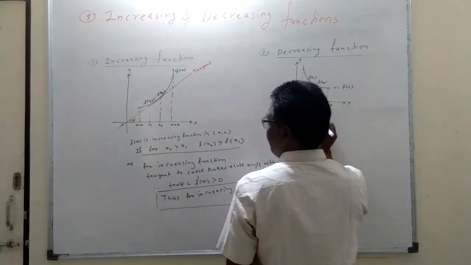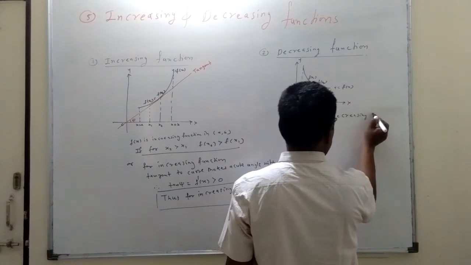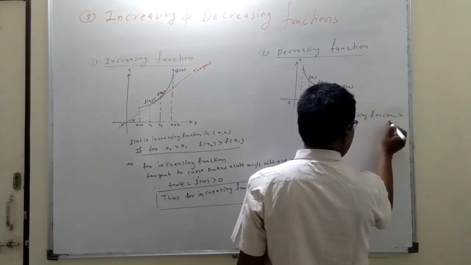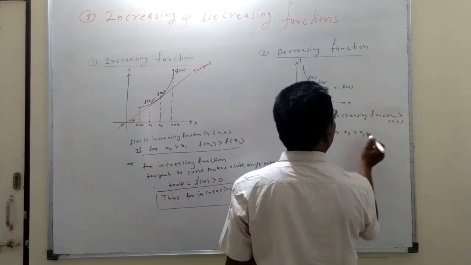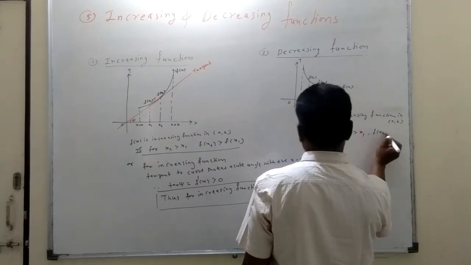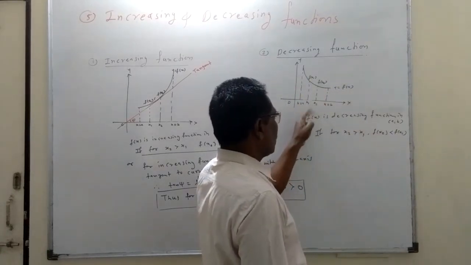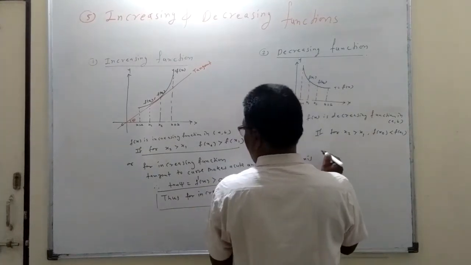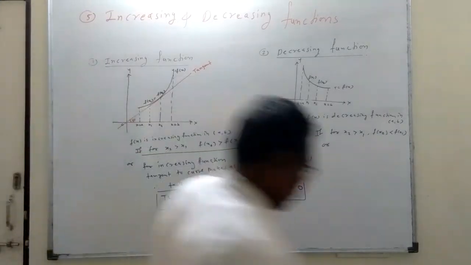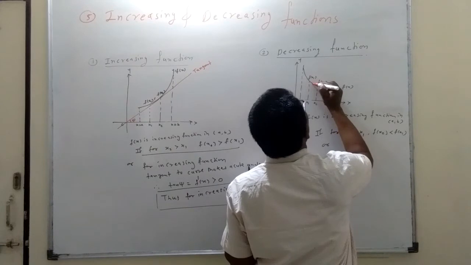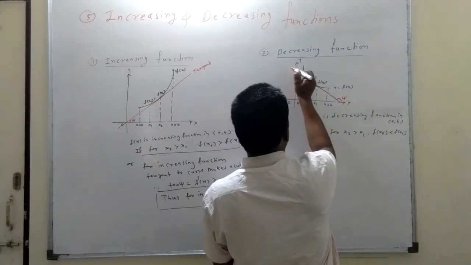Now f of x is a decreasing function in the open interval AB if for x2 greater than x1, f of x2 is less than f of x1. So here the f of x2 value is less than f of x1, but x2 is greater than x1. Or, if we draw the tangent to this curve at any point in the interval AB, the tangent comes like this. So an obtuse angle is made by the tangent, that is, the inclination is obtuse.